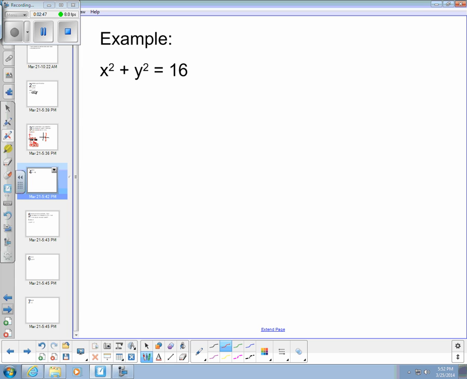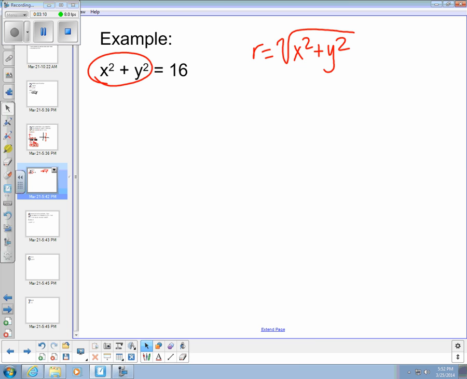Let's try one more. And remember, we want to get rid of the x and the y. So we need something that we can substitute. And if you look at your formula page, x squared plus y squared is part of the formula for r. Remember, r is equal to the square root of x squared plus y squared. Okay, so if I want to get rid of the square root, I can square both sides. So r squared is actually equal to x squared plus y squared. And that's what I'm going to substitute in. So x squared plus y squared becomes r squared.